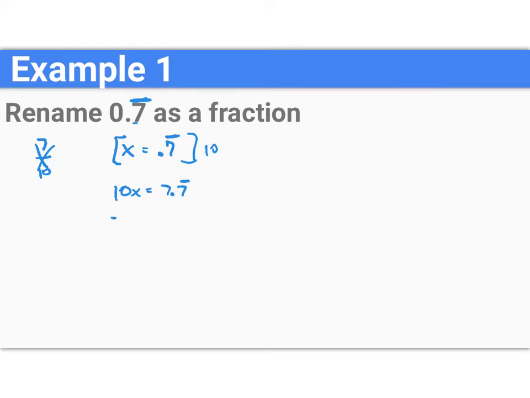Now what we're going to do is subtract out our first equation to get rid of our 7 repeating. And you have 9x equals 7. And we know to get rid of the number, we have to divide both sides by 9. So x equals 7 out of 9. And this is how you make a repeating fraction. So if you want to check it, if you do 7 divided by 9, you will get 0.7 repeating.